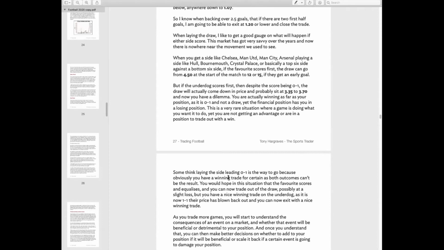Other people would then go and lay the underdog because if the market does come back to where it was, you can close out the trade on the underdog with a nice profit, and that will eliminate any loss you've got currently on the later draw.